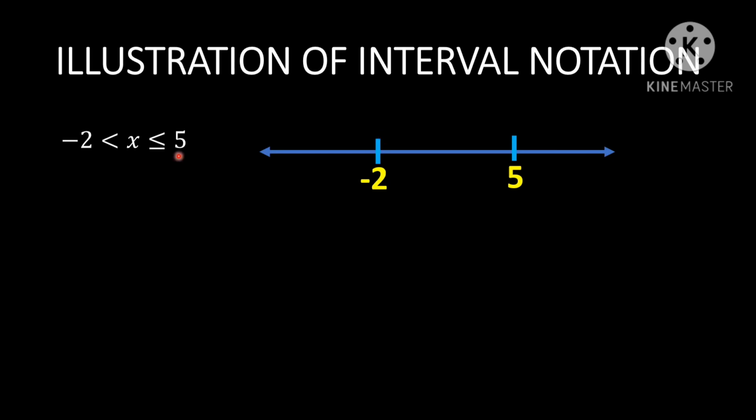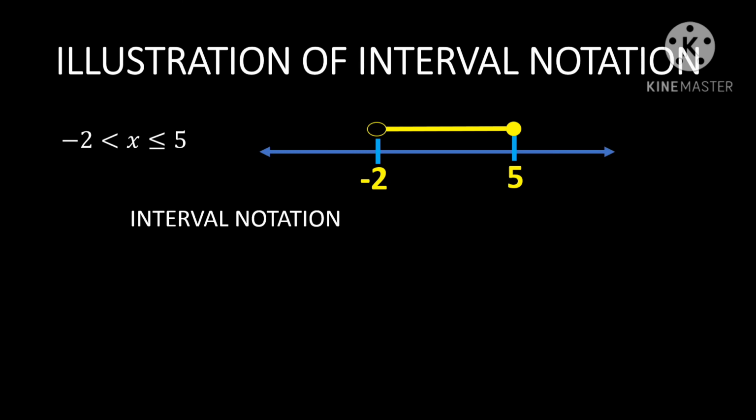Open circle. Ito naman is non-strict inequality. So, ibig sabihin, ito ay closed circle. Tapos, i-connect natin yung points na yun. So, yun ang magiging graph ng given inequality. So, open circle sa negative 2, closed circle sa 5. So, that's the graph. So, lahat ng numbers na nasa pagitan negative 2 at 5 kasama yung 5, yun yung dinidescribe no value ng x.